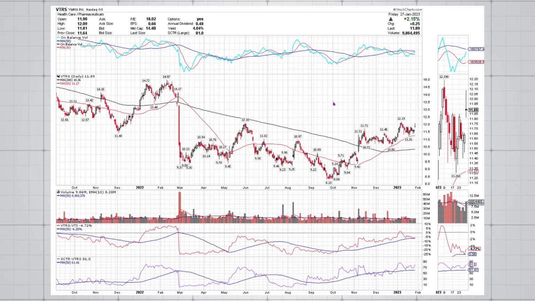Here we have Viatris, well, can't even pronounce it, a pharma company, and an interesting formation above the 200, positive cross 50 to 200, upsloping relative strength, as well as an ambiguous OBV at this point.